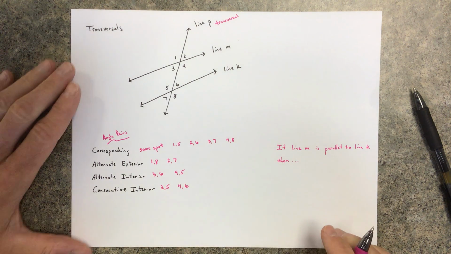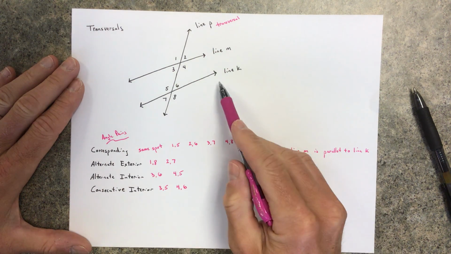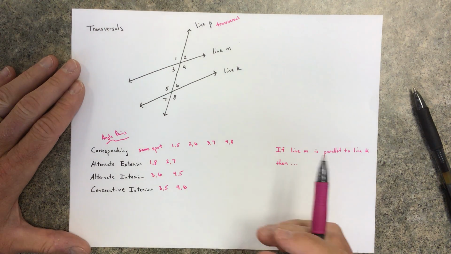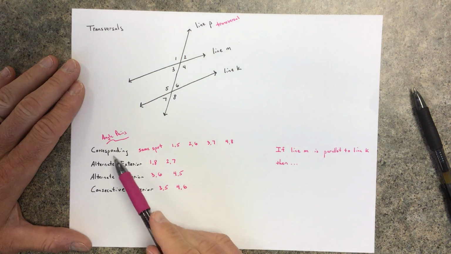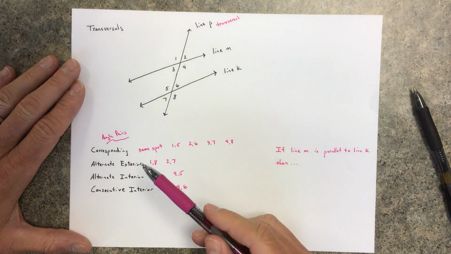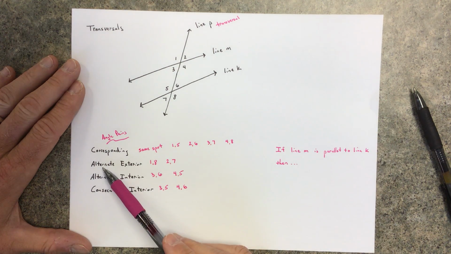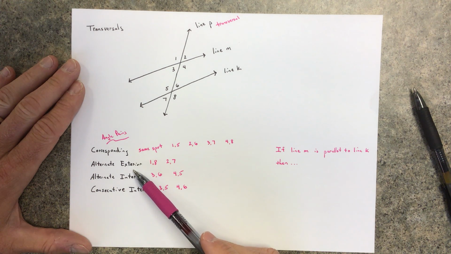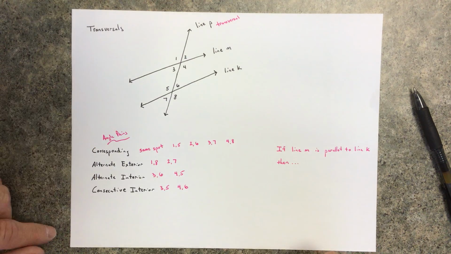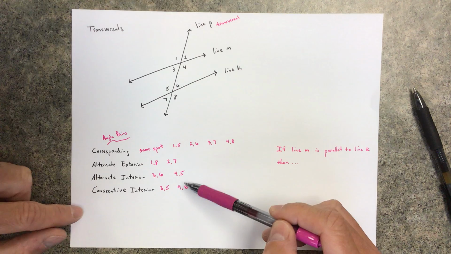So the vocab is very important. This is the transversal, and it cuts across 2 lines. It forms 8 angles. Those 8 angles all have different words that describe their relationships. Corresponding angles are angles that are in the same location relative to the transversal. In this case, like 1 and 5 are in the top left. Alternate exterior. Exterior means outside, and alternate means on the opposite sides of the transversal. So 1 and 8. Alternate interior, alternate inside, 3 and 6, and 4 and 5.